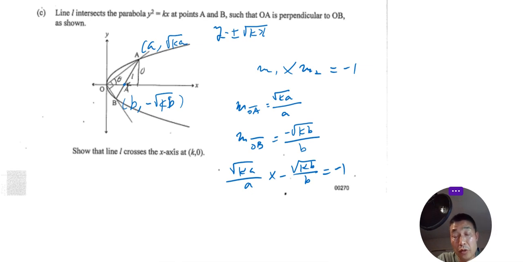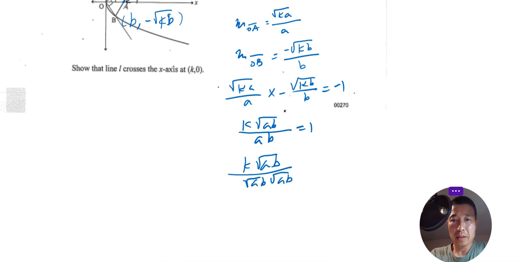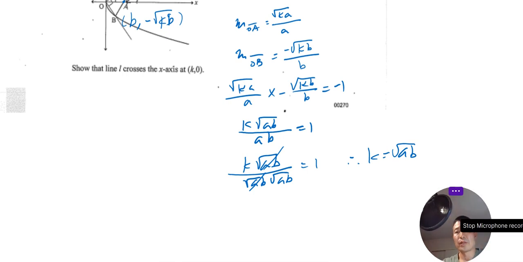So what does that mean? The square root of kk becomes just k, and the square root of ab over ab is 1. So I can change that ab to the square root of ab times the square root of ab, so they cancel out, and it equals 1. Hence k is the square root of ab, right? I believe this is very important.